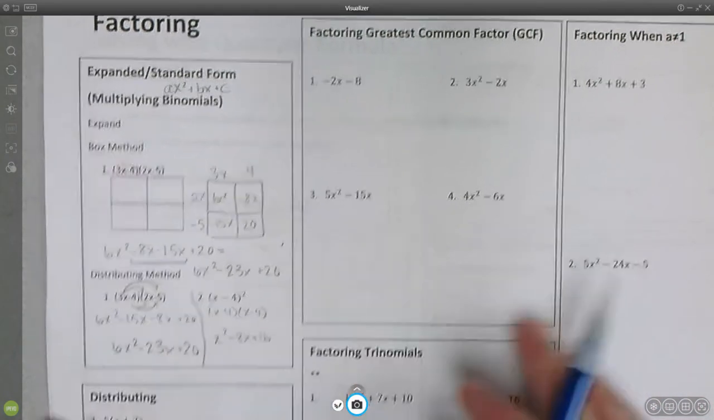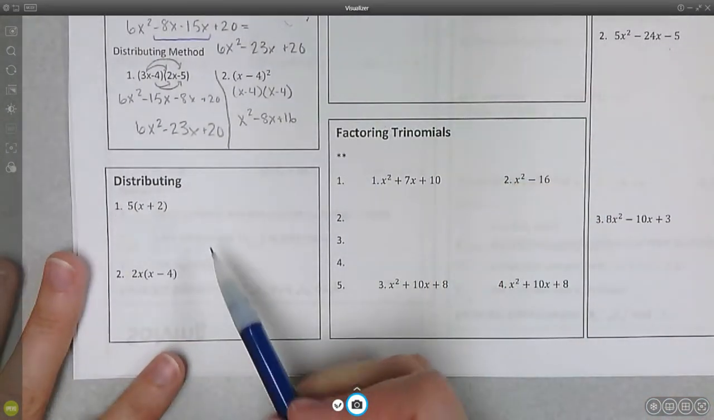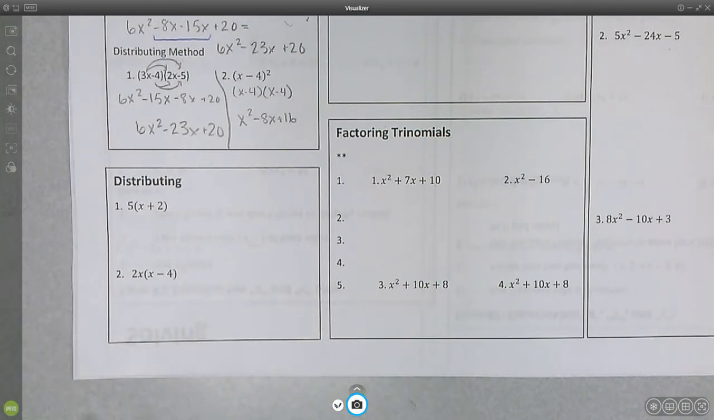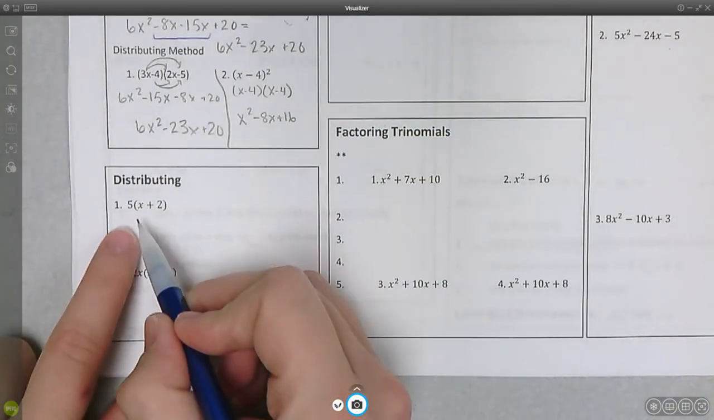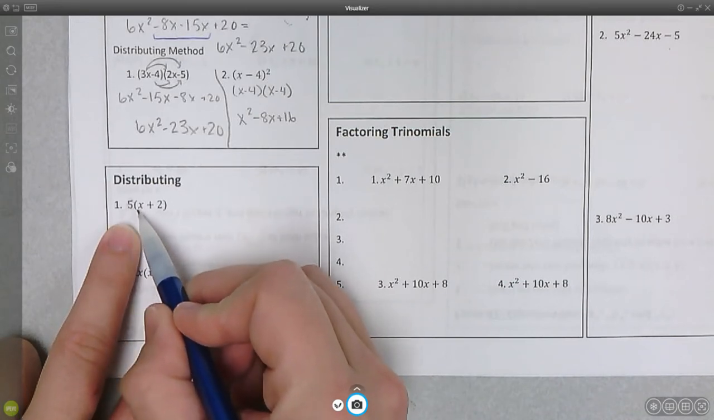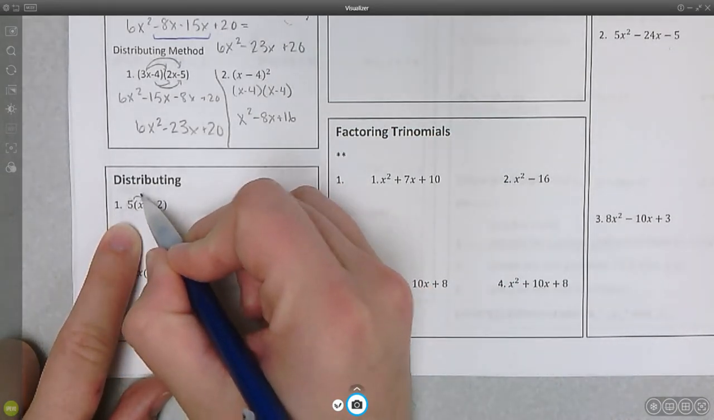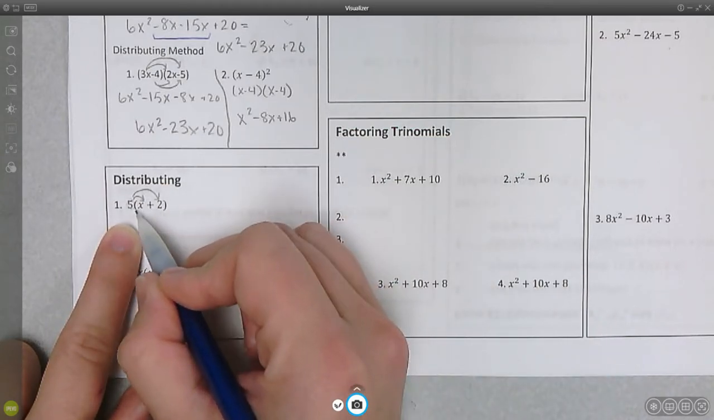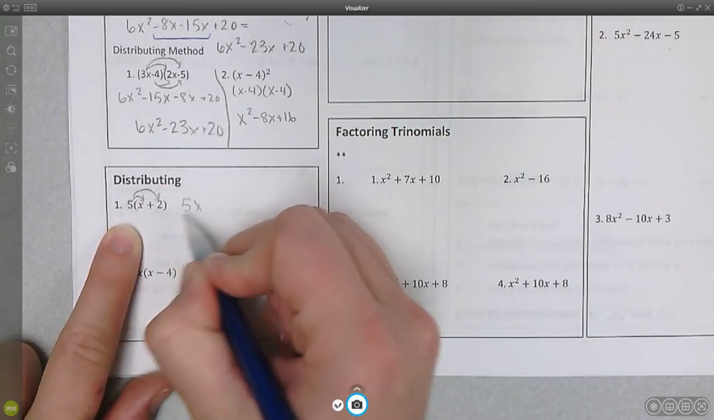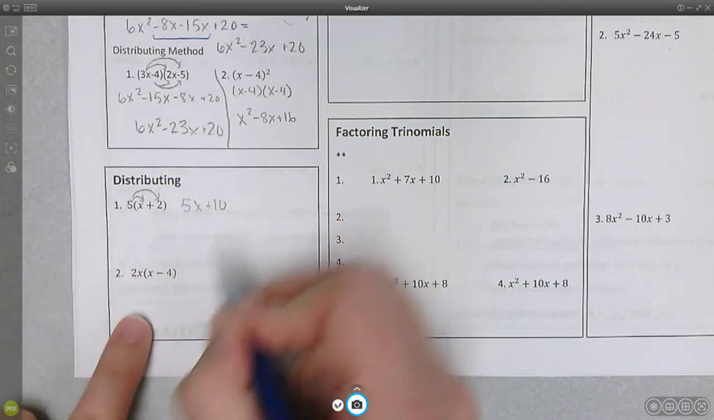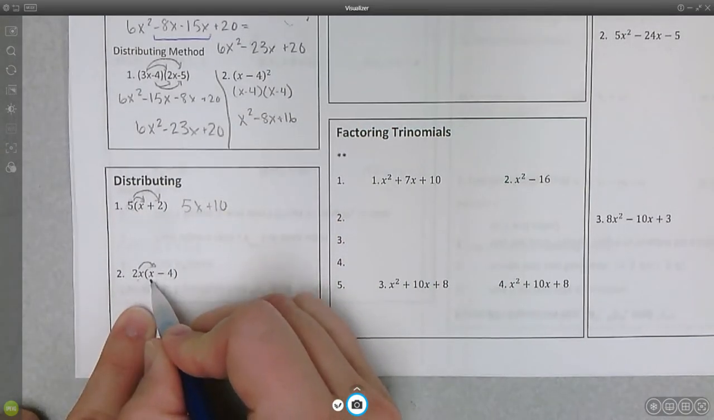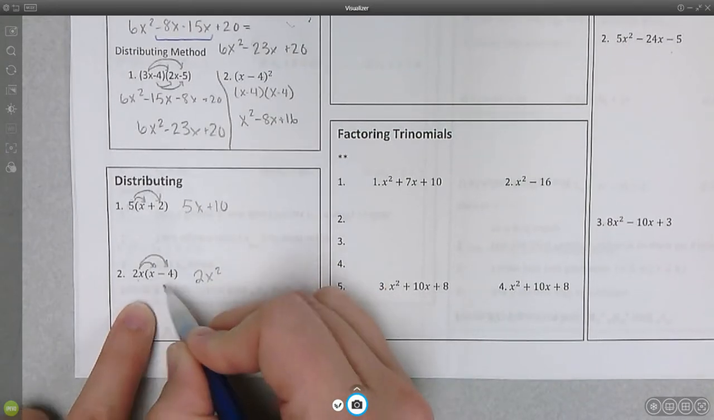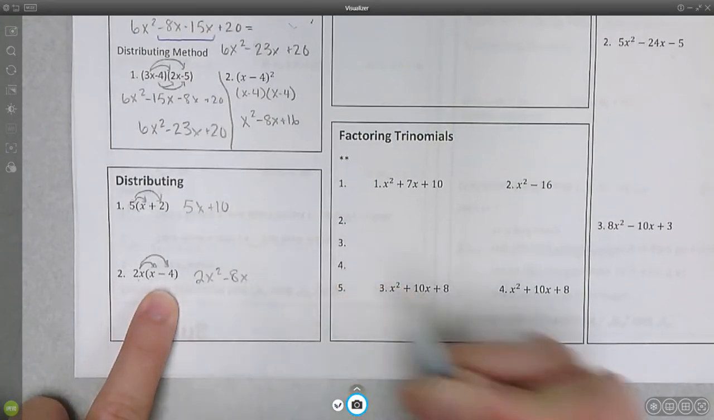Okay, so now, we'll go down to this one actually. So this one is just distributing. You're not distributing two binomials. Now you're taking this out here and distributing it into the binomial. So 5 times x plus 2 is 5 times x, so 5x, and then 5 times 2 plus 10. Same with down here. 2x times x is 2x squared. 2x times negative 4 is negative 8x.